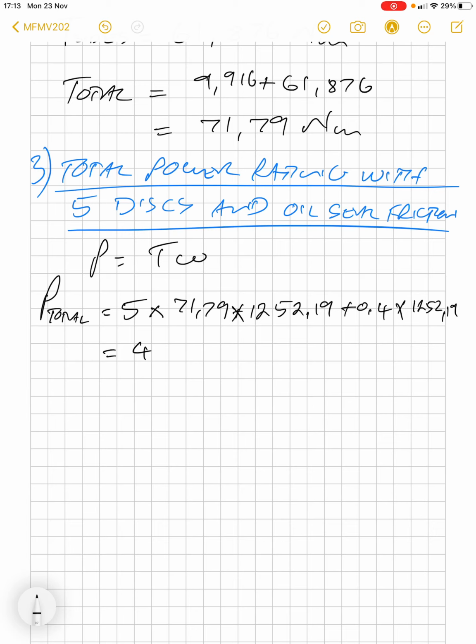So here we get 4,49473 watts plus 500,876. That's 449,973,876 watts. So that is the total power rating with 5 discs. That's how much power can be transmitted through the fluid coupling. And that's the end of this question.